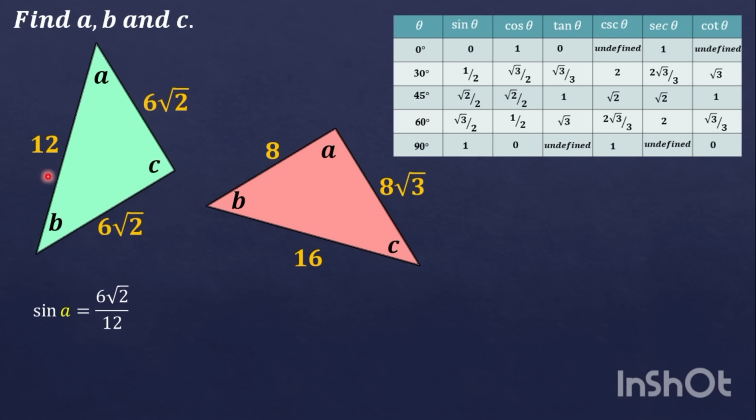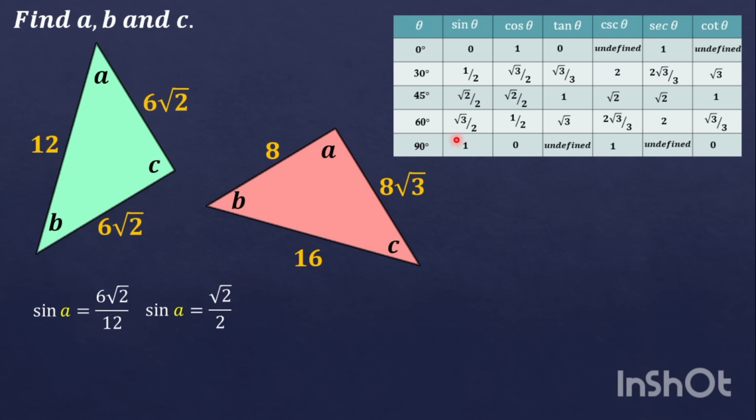Paano ba malalaman ang hypotenuse? The longest side. Okay? So, your sin A, opposite, 6 square root of 2 over hypotenuse. So, this is 12. Okay? So, we have 6 divided by 12, that is 1/2 already. So, square root of 2 over 2 na siya. So, your sin A square root of 2 over 2.